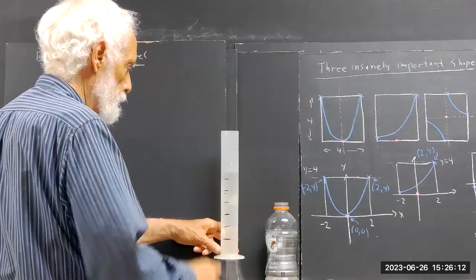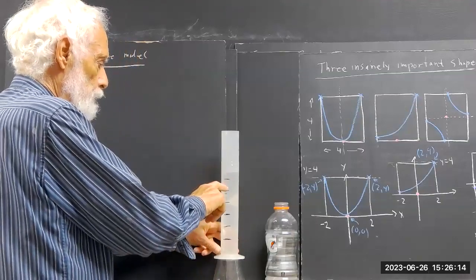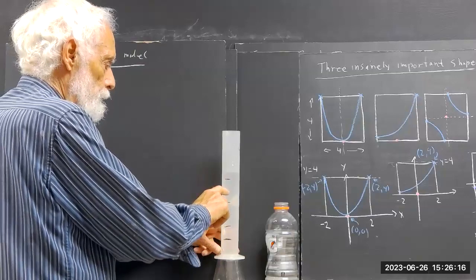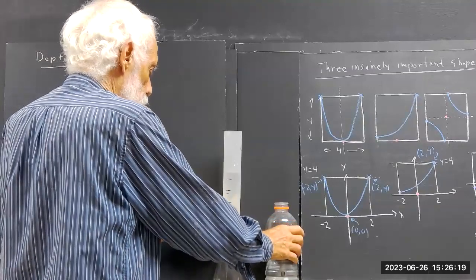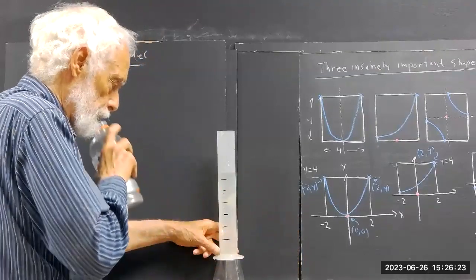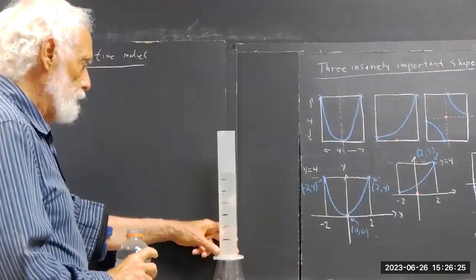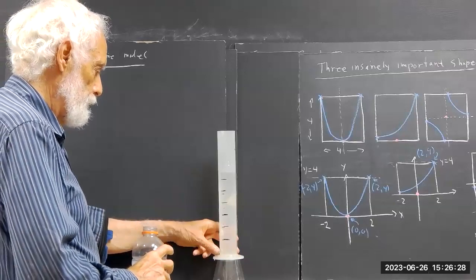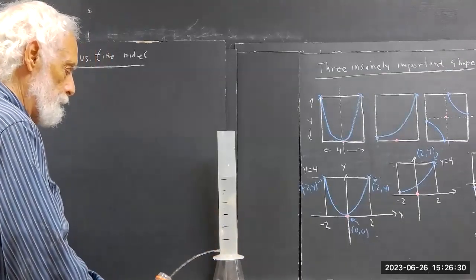But if it does balance, you're going to see the level of water decreasing through these various marks. And of course, we know what the depth is at each of these marks. So if we take a timer, we're going to be able to figure out what the depth is as a function of time. So let's just see if this is going to work. There we go. Look at that.